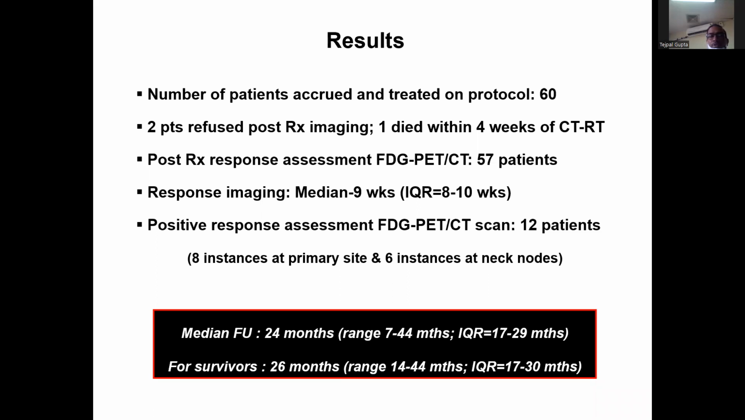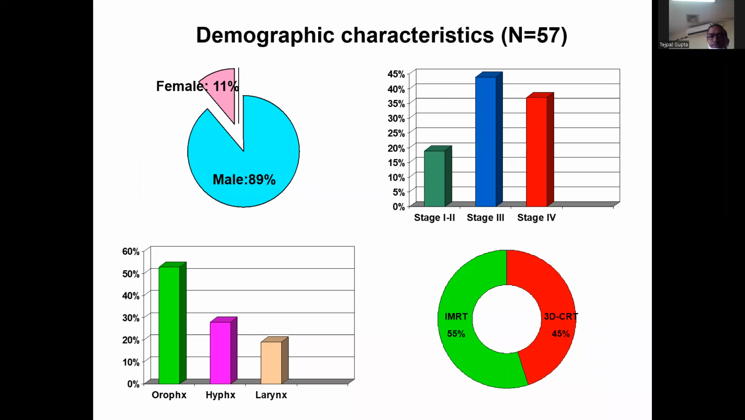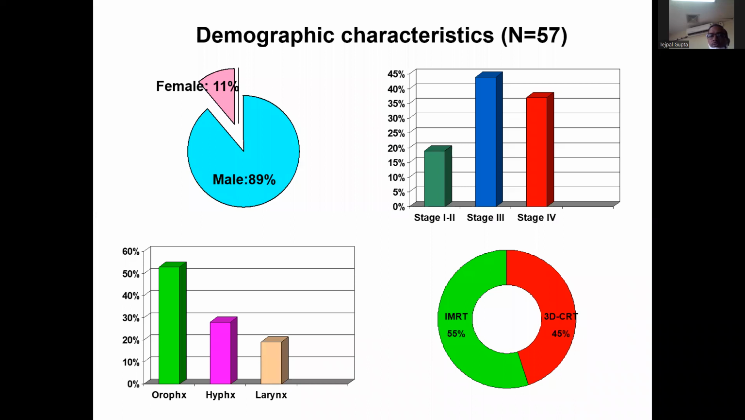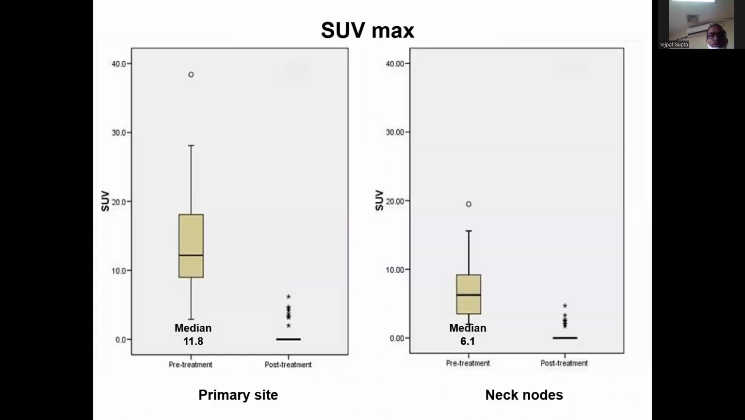And the median follow-up was 24 months for all patients and 26 months for survivors. So this is just the demographic data, predominantly oropharynx 50% and the rest hypopharynx and larynx. Predominantly again stage 3, stage 4. There were only 15% patients who were stage 1 and 2.